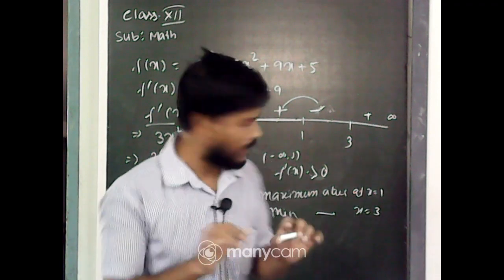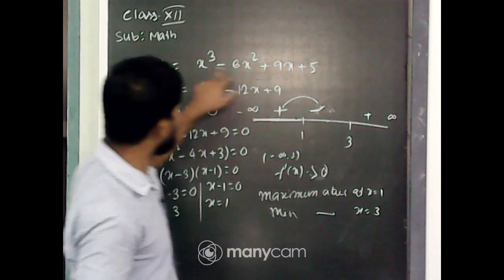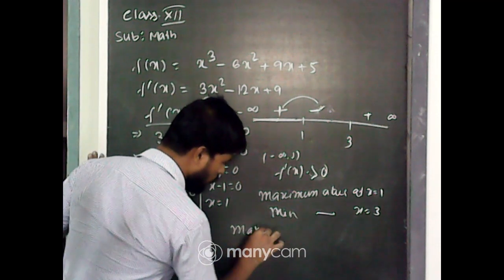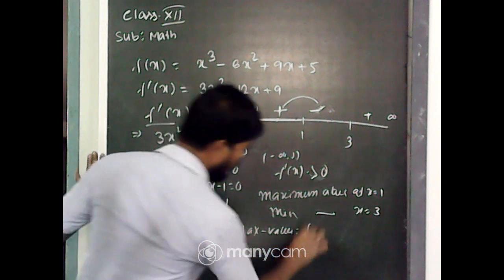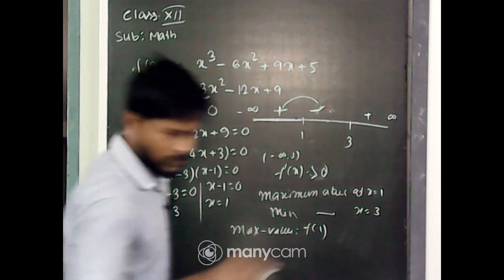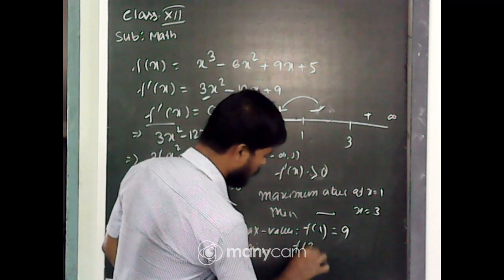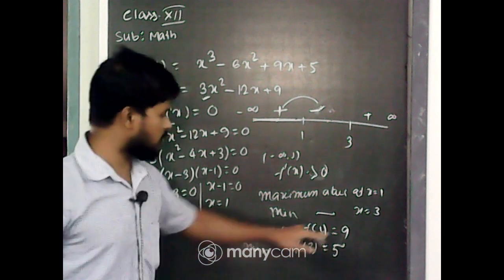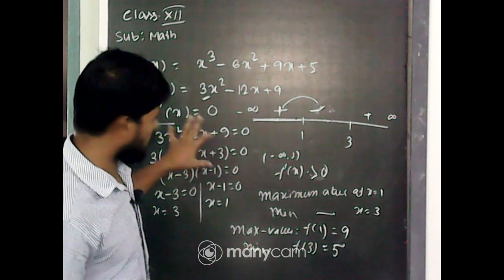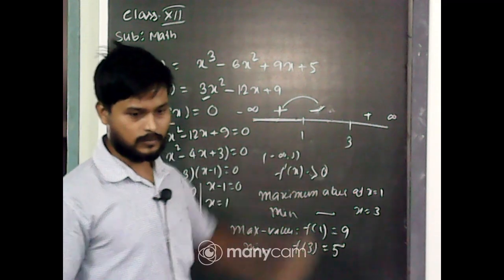Now, if the question is to find the maximum value or the minimum value, what will we do? We will put x = 1 in the given function. So the local maximum value will be f(1). Now put x = 1 in this expression, which gives 9, very good. And the local minimum value will be f(3), which is equal to 5. So this is the local maximum and local minimum, or you can say maximum and minimum throughout its domain.